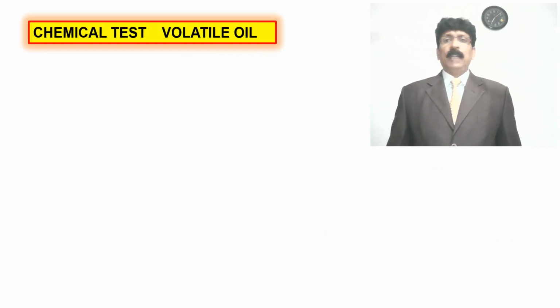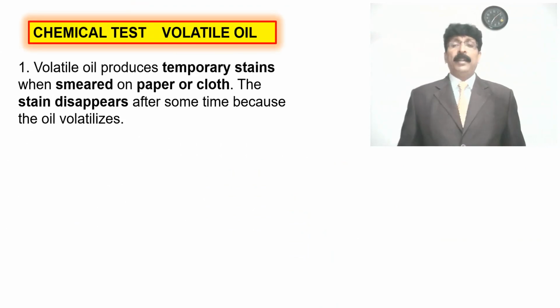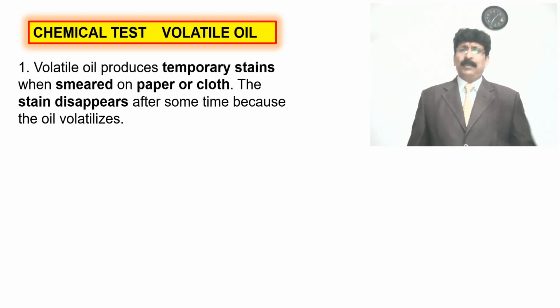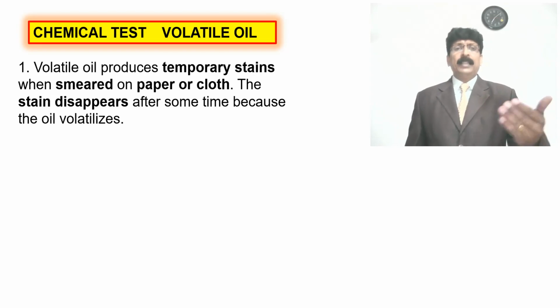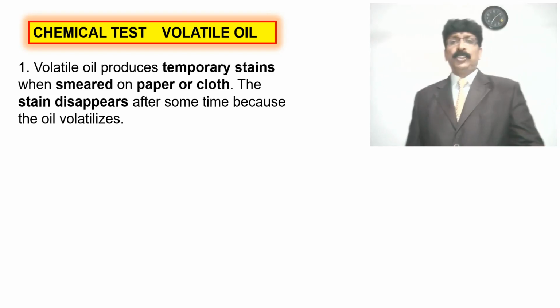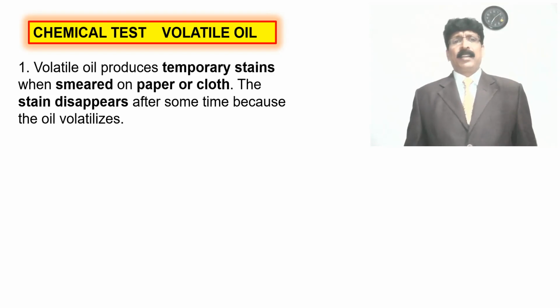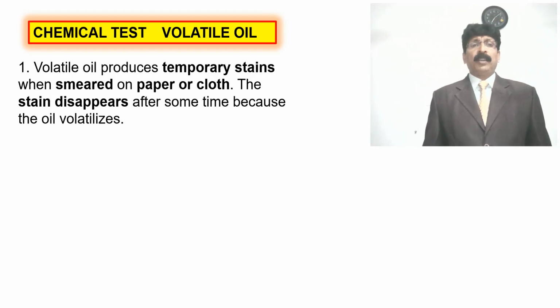Now the last one which I want to discuss in this class is the test for volatile oil. You know volatile oils also produce temporary stains actually because they are volatile. A smear on a paper, filter paper, tissue paper or a cloth, the stain disappears after some time because the oil volatilizes.